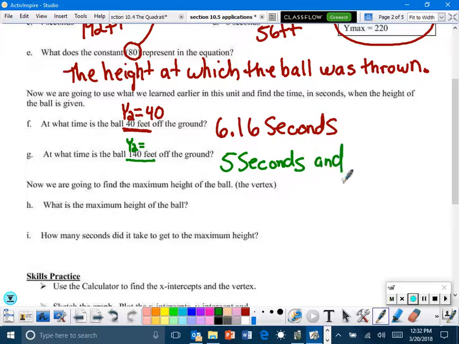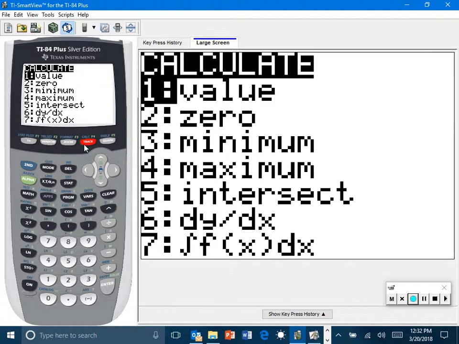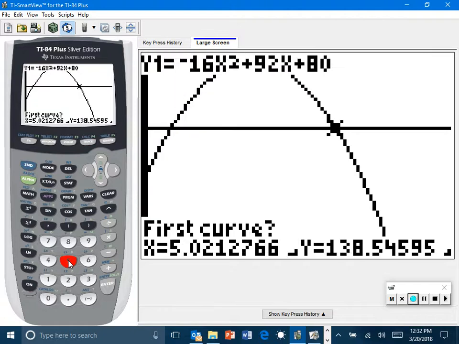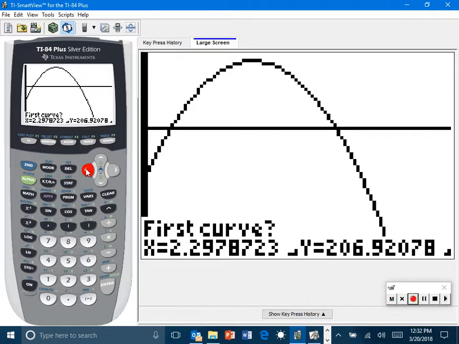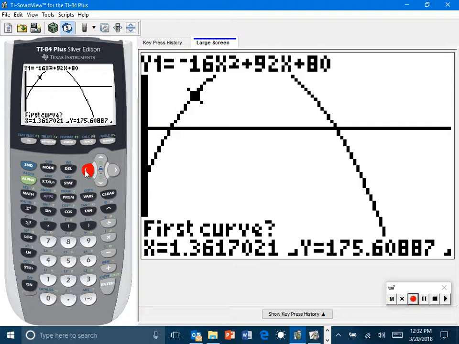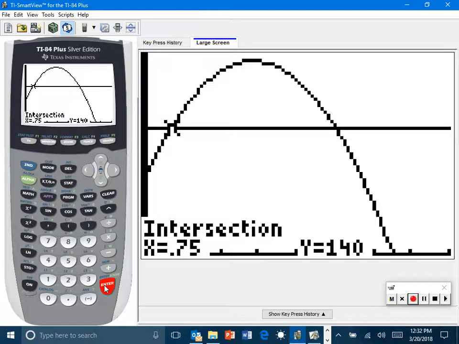Now we need to find the other answer. So again, we're going to go second trace, intersect, but we're going to have to move the ball closer to the other one. So use your arrow key. Okay, I'm closer to that one. Hit enter 3 times. 1, 2, 3. So that took less than a second. That took 0.75 seconds.